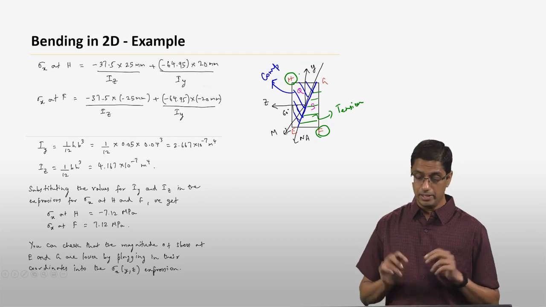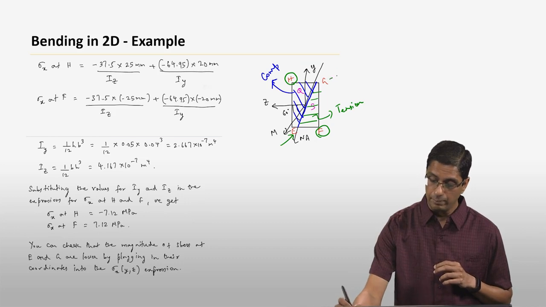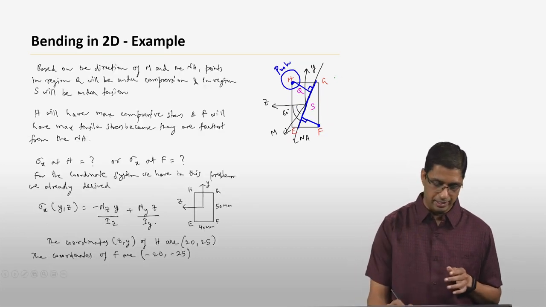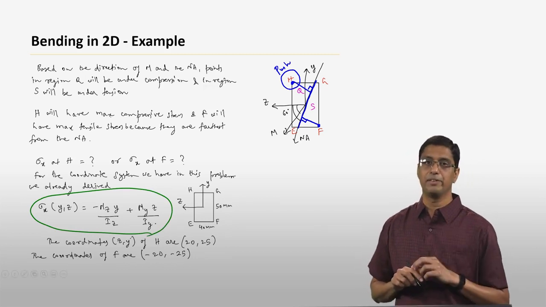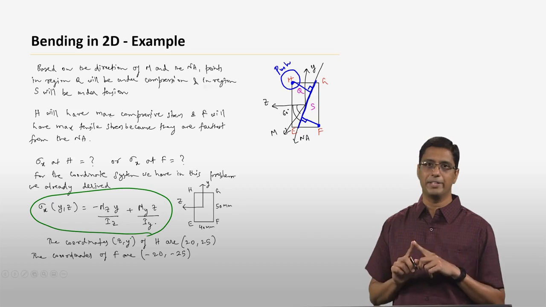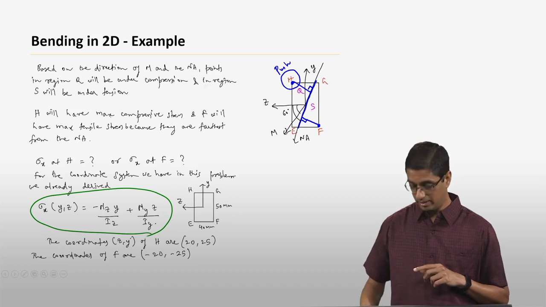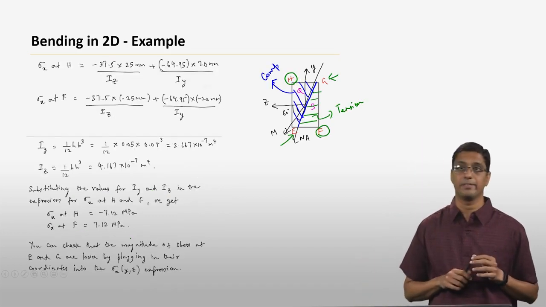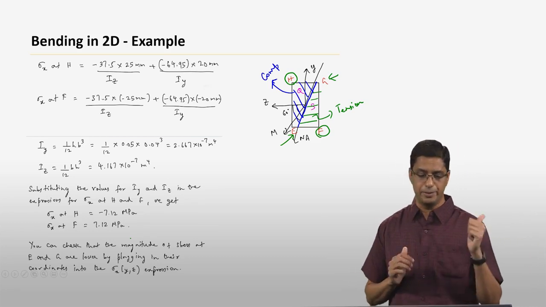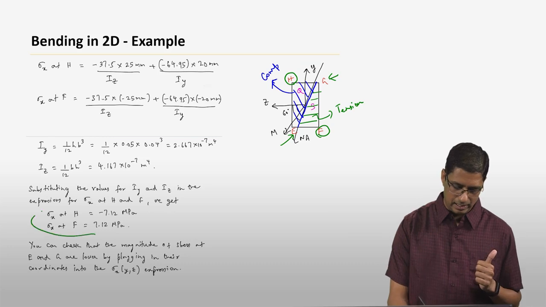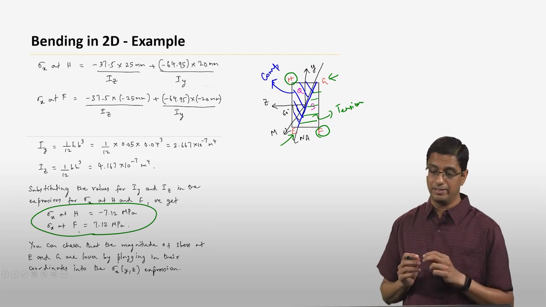Now what you can also do is put the coordinates of point E here and point G here into this equation here. Okay? And check for yourself that the values of sigma x are lower in magnitude compared to sigma at H and F. Okay? That also you can check and you will find out that is actually the case. So this essentially solves the problem. We know what the maximum tensile and compressive stresses are, we know where they occur, and it matches with our intuition.